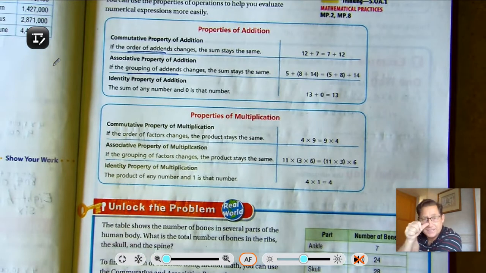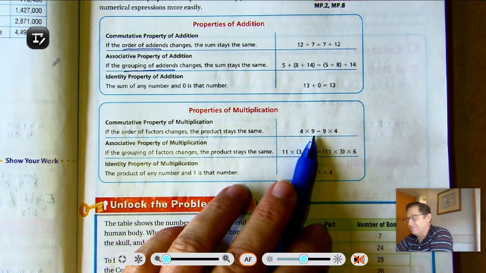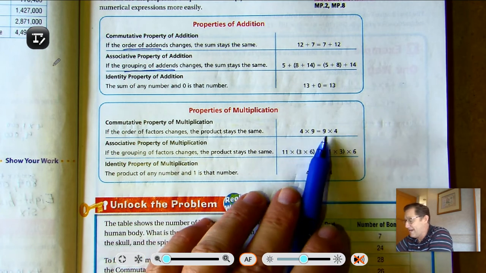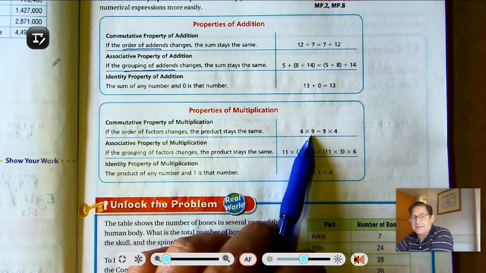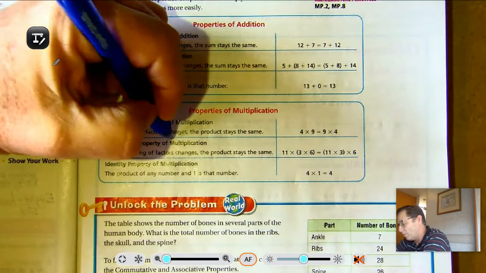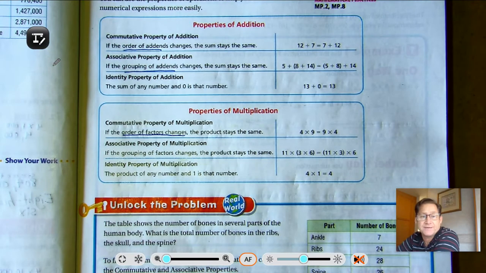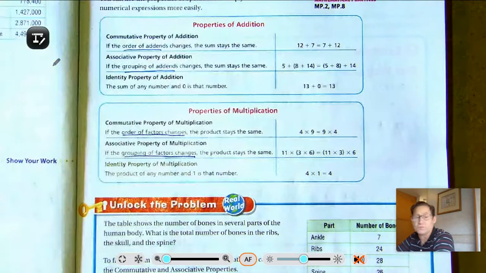Okay, so properties of multiplication. The commutative property of multiplication is basically the same idea as the commutative property of addition. It says that if the order of the factors changes, the product will stay the same. So I could have 4 sets of 9, which would be the same as saying 9 sets of 4. So 4 times 9 is 36, and 9 times 4 is 36. Doesn't change the product. So the order of the factors changes in the commutative property. In the associative property, just like in the associative property of addition, the grouping of the factors changes. The product will stay the same.